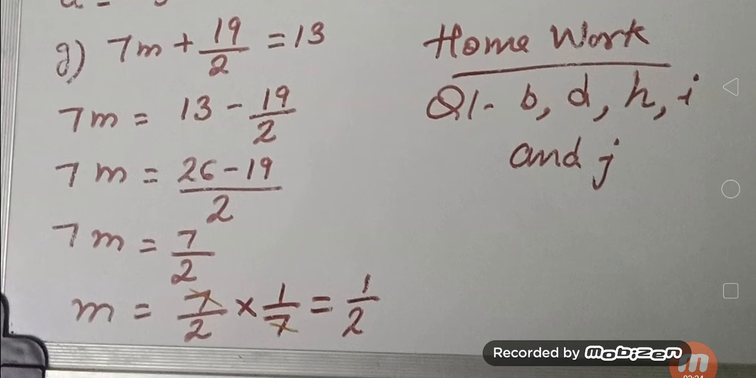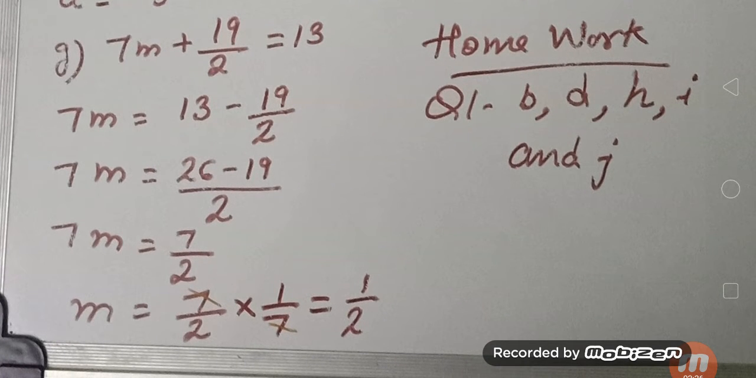Now equation number G. 7m plus 19 upon 2 is equal to 13. Children, here many times I have noticed that students make a mistake. When we take 19 upon 2, they think that only the 2 can be taken to that side, and it will multiply. But it is not only 2, it is 19 upon 2 which is added with 7m. So we will have to take 19 upon 2 together towards the right hand side, and its sign will be changed, it will become negative. So it will be 7m is equal to 13 minus 19 upon 2.